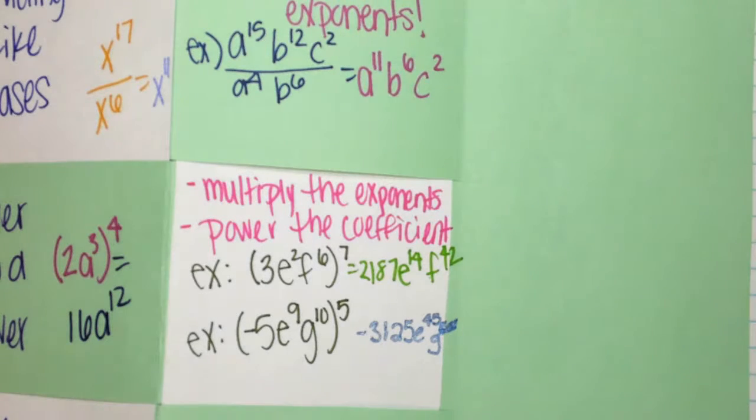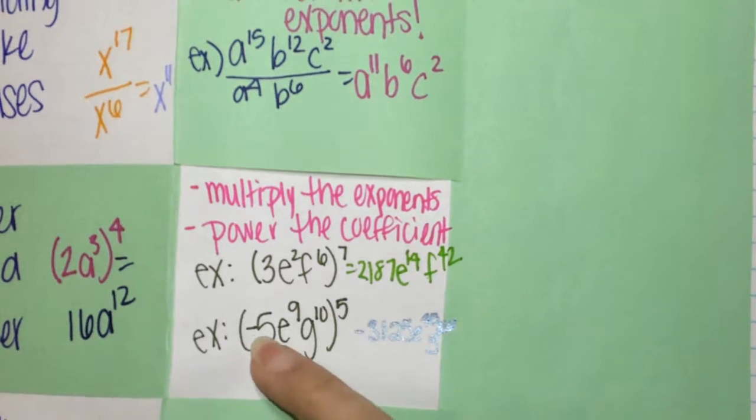Fantastic. Do we agree or disagree? Take the point for your team. Now, why is it negative this time when it was positive on our math workshop? Because we have a negative coefficient. Odd number, yes. When it's an even number, you're going to have a positive answer.